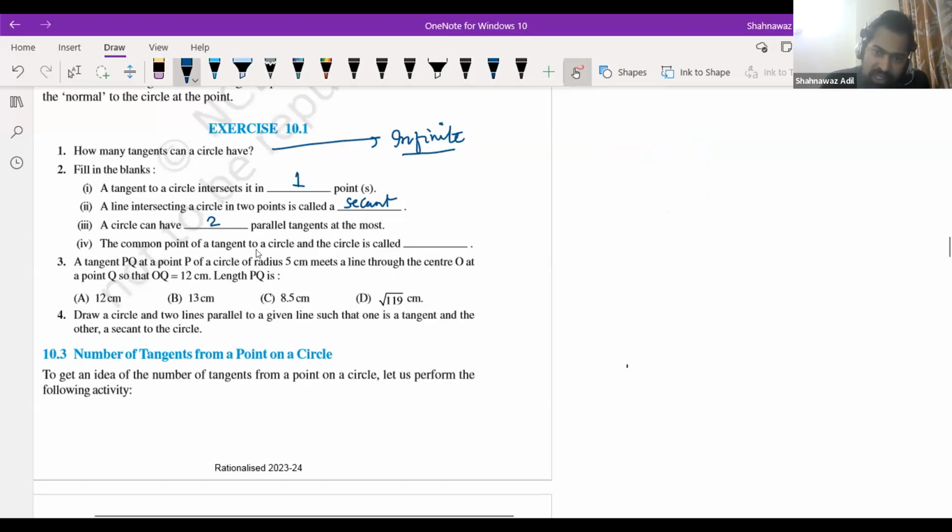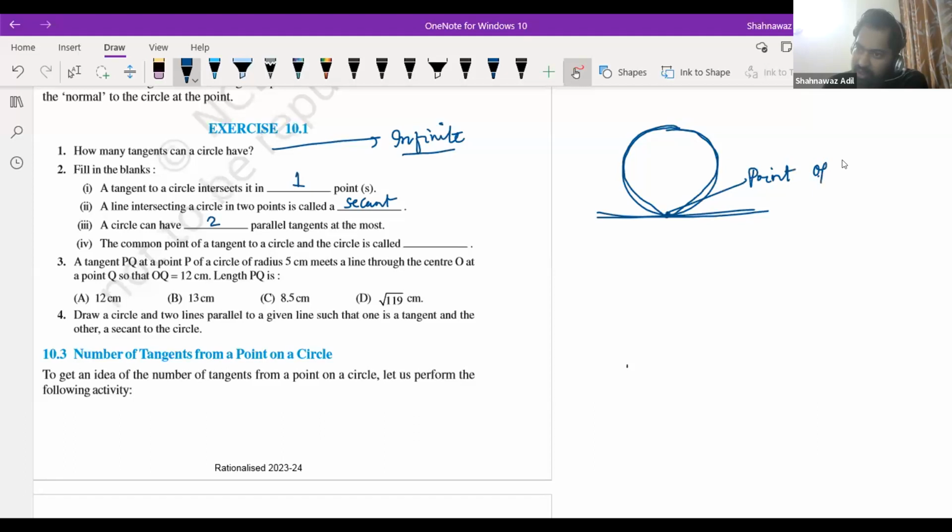The common point of a tangent to a circle and the circle is called what? So this is the tangent. This is the point on the tangent, and this is the point on the circle. This point is common. What is this point called? The point of intersection? Point of contact, right? Wonderful. Yes, that is a point of intersection, but it has a specific name. This is the point of contact. Point of contact.